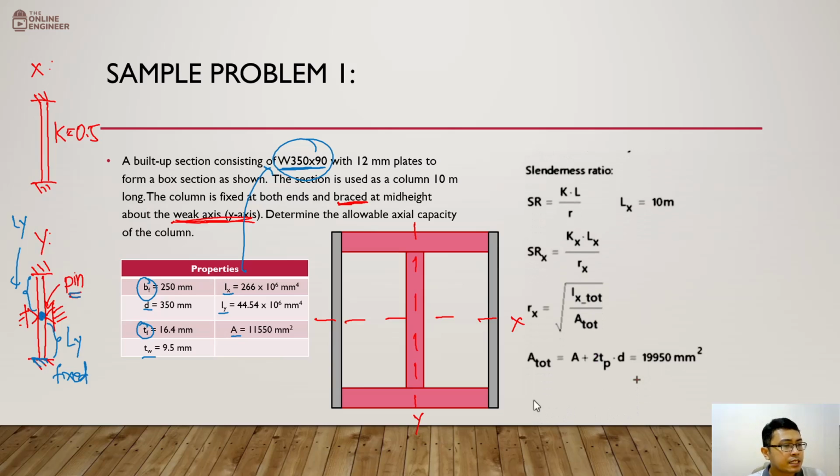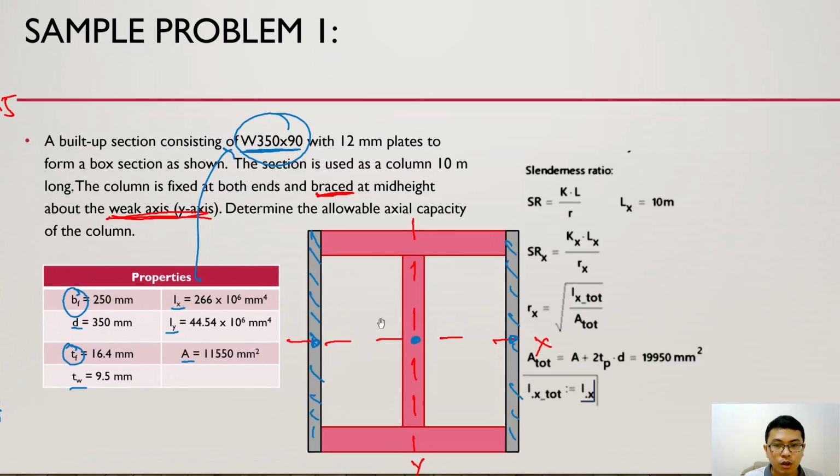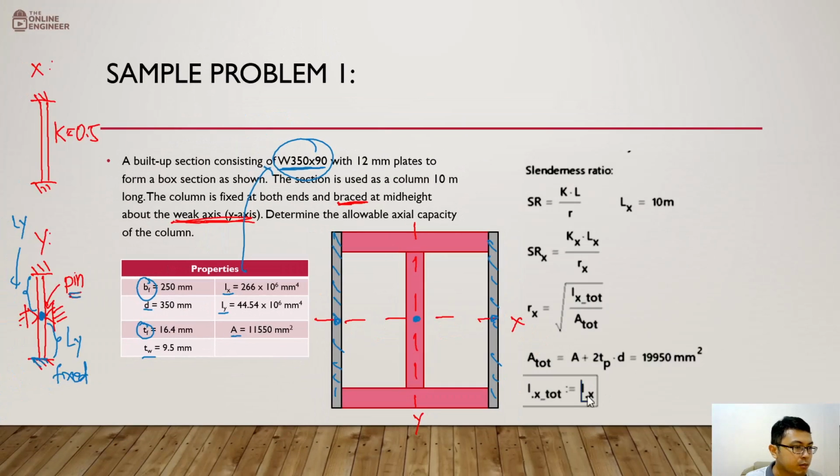Now let's consider Ix total. How do we consider Ix total? Well, we already have Ix of the section, so that's good to go. But we have also to include the contribution of each of these plates that we have here on both sides. So each of these also contribute to the total Ix of our section. Take note, their centroids lie in the same x-axis, so we could simply just add the effects of our moment of inertia.